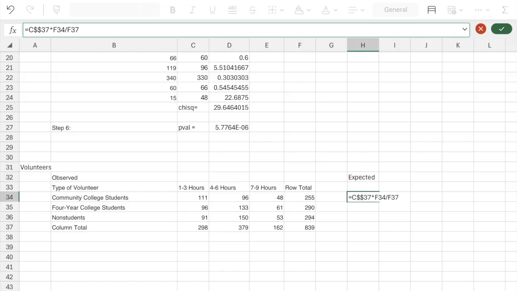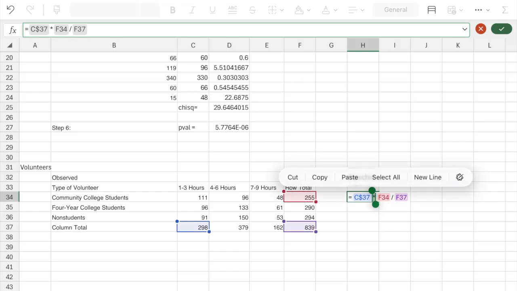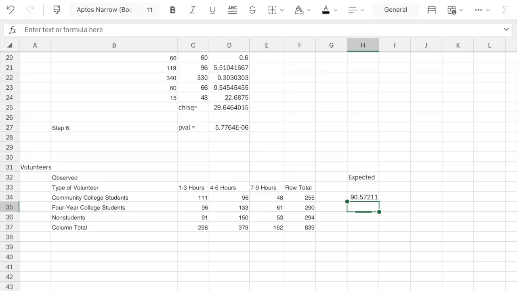I don't want the row to change. So I'm going to put a $ sign right there in front of the 37. I don't want the column to change when I move columns. So I'm going to freeze that one by putting a $ sign in front of the F. Now for the grand total, I do not want either to change. So I'm going to put a $ sign in front of both. Okay, look at that. Enter. And now let's Command C.